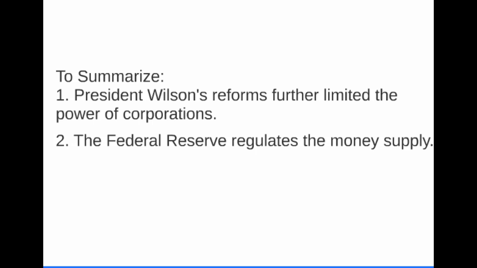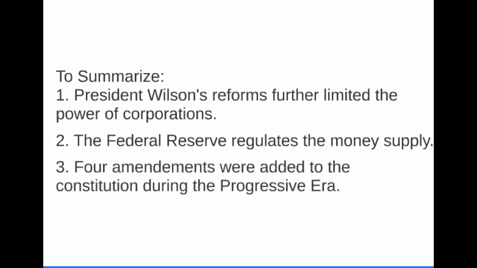The government created the Federal Reserve System, which again regulates the nation's money supply. And lastly, 4 amendments were added to the Constitution during the Progressive Era. Amendment 16 with the income tax, Amendment 17, direct election of senators, 18 made alcohol illegal, and 19 gave women the right to vote. The next lesson, again, we are going to focus on women's issues during this time period.